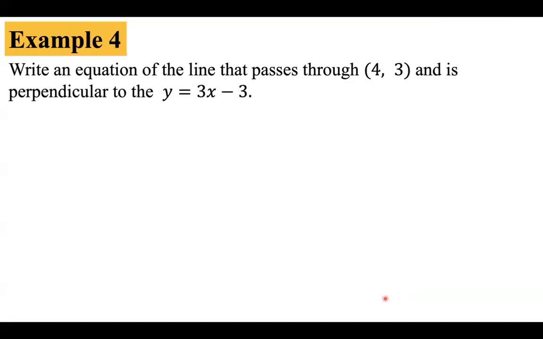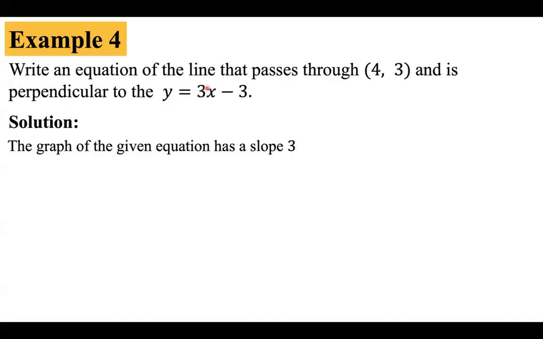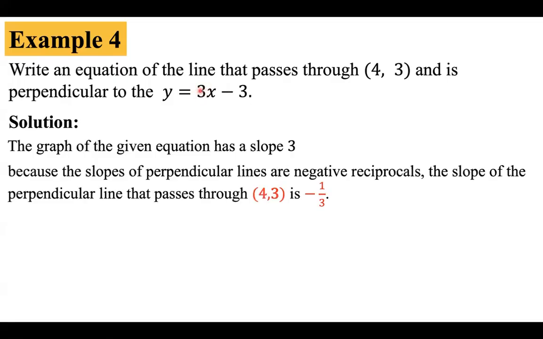Example 4, similar to what we did. In this case, the line is passing through the point (4, 3) and is perpendicular to this. Well, the original slope, as we can see here, is +3. So an equation that is perpendicular to this should have a slope of -1/3. Remember, 3 could be written as 3/1. The reciprocal of 3/1 is 1/3, and we want the negative of that. So the graph of the equation here has a slope of 3, which means the perpendicular line should have the negative reciprocal of that number. In this case, that new slope would be -1/3.